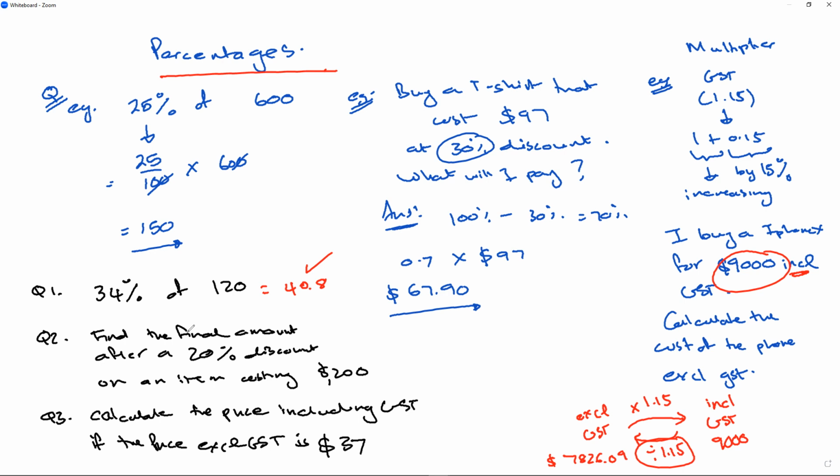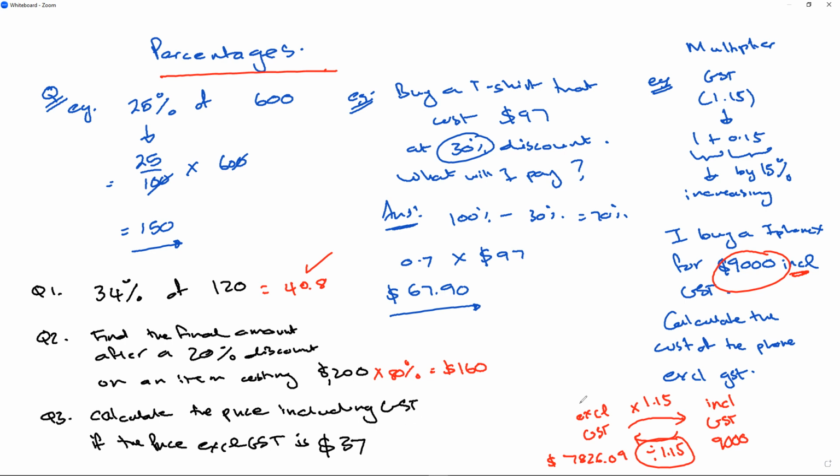Then it says 20% for the next one, so 0.2. I could also use multiplied by 200. The final amount after discount will be 40 less than 200, so it'll be 80% of that. So we'd multiply this by 0.8 or 80%, which is 160.